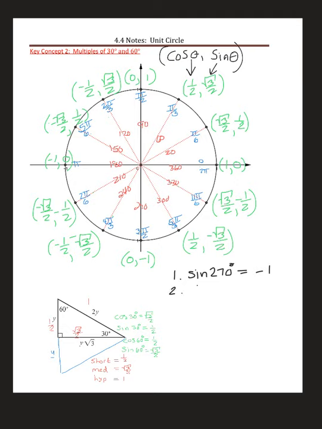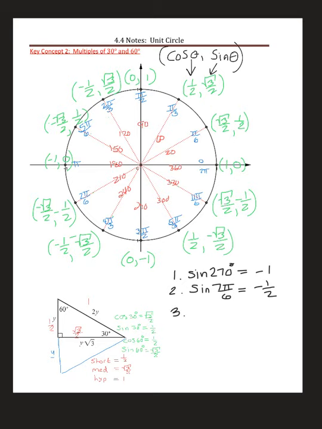Maybe what is the sine of 7 pi over 6 radians? You look for 7 pi over 6 radians on the unit circle, and we find it right here. It's the same thing as 210 degrees. The sine is the y-coordinate, so the sine of 7 pi over 6 radians is -1/2.